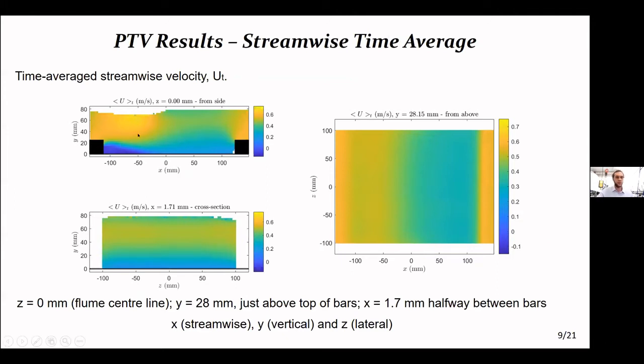As you can see, the flow accelerates downstream of the bar, whereas below the crest there is the recirculation. X is the streamwise direction, Y the vertical, and Z the spanwise. Sorry, I should have said that before. Cross sections and images from above reveal that there was lateral uniformity.